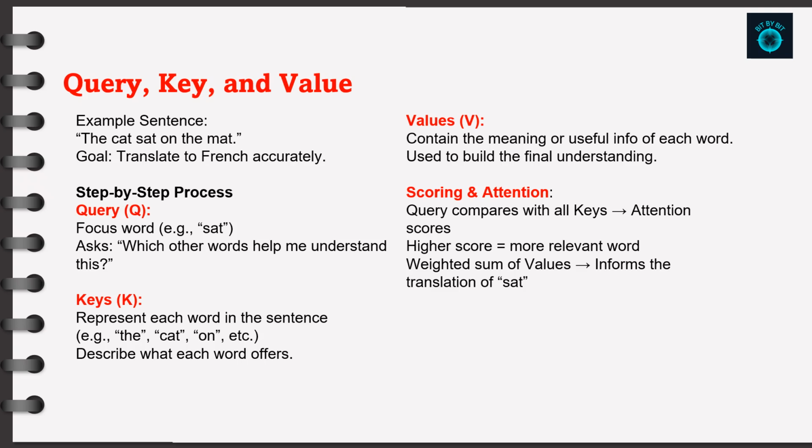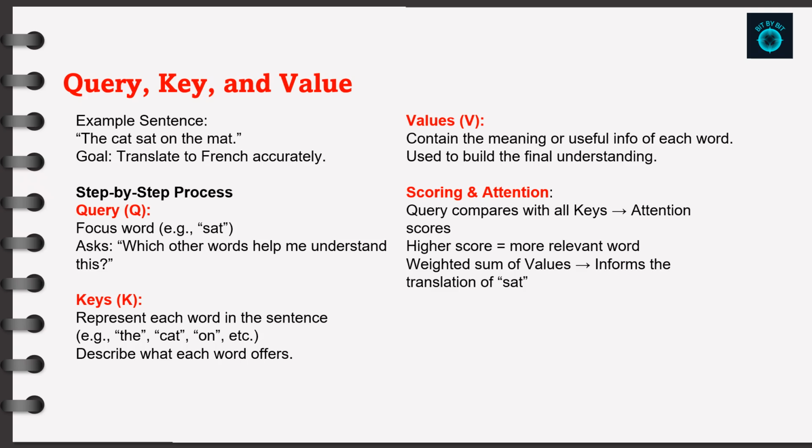Second, how are Q, K, and V trained? The good news is, we don't create query, key, and value vectors by hand. The model learns to generate them using small neural networks called linear layers. Here's what happens during training. First, each input, like a word or a pixel, goes through 3 different layers. One layer makes the query, one makes the key, and one makes the value. These layers have learnable weights, just like any other part of a neural network.